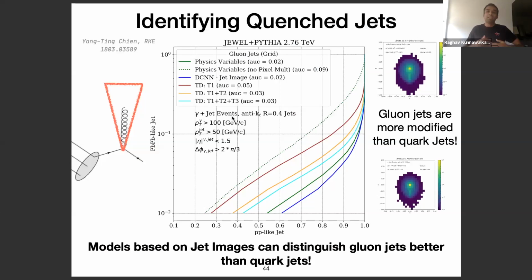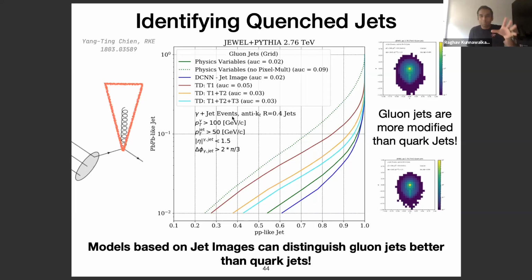So machine learning is a broad subfield, right? I'm not going to describe everything that's done. I'm going to selectively highlight works that I've been involved in over the past couple of years. One thing that we looked at is using convolutional neural networks that look at just the image of the jet, something like what you see on the right side here. On the top, you have gluon jets. On the bottom, you have quark jets.